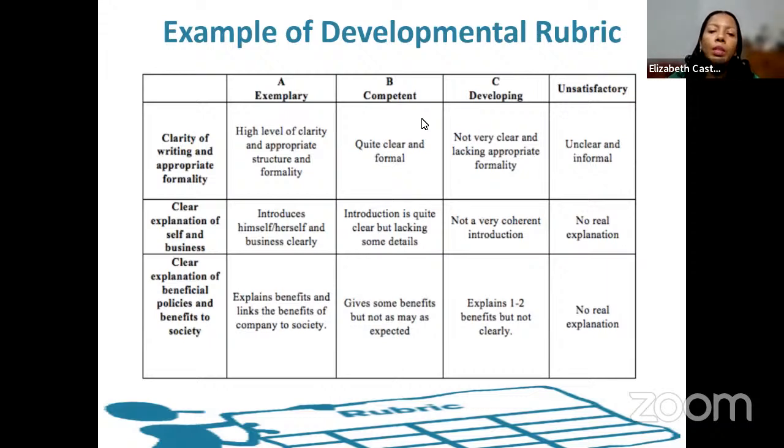B will represent quite clear and formal. So it's like average. It was clear, but maybe could be better. Then a letter C would be not very clear and lacking appropriate formality. So the student explained, but was not very clear about the concepts that he was explaining, and was not formal.